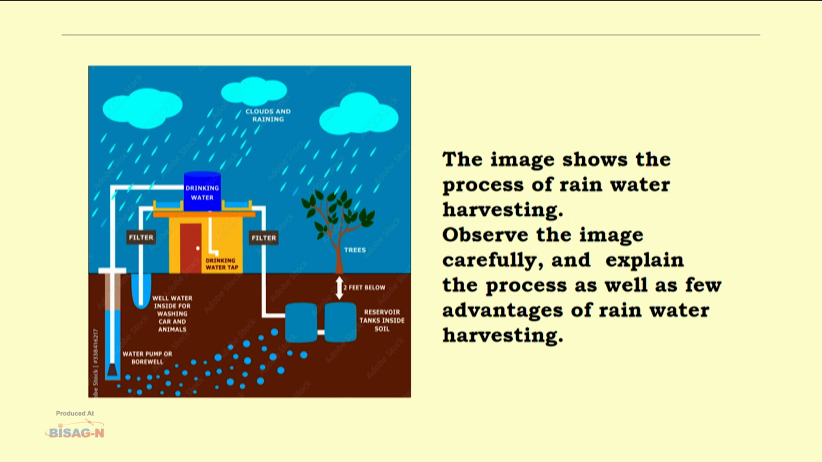Now, whenever the candidate is given a visual on the screen, the task also gives you prompts to answer the question or to frame your answer. Do you see that just beside the image, you have the question, and below that question you have all the prompts. So it says, observe the image carefully and explain the process as well as a few advantages of rainwater harvesting.